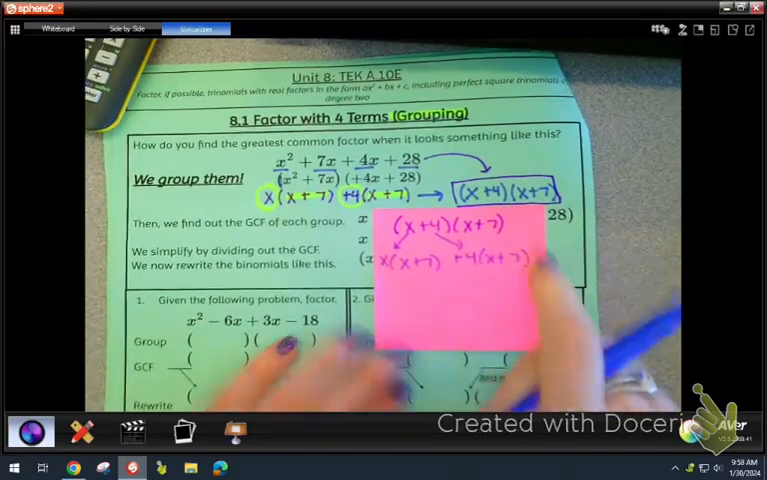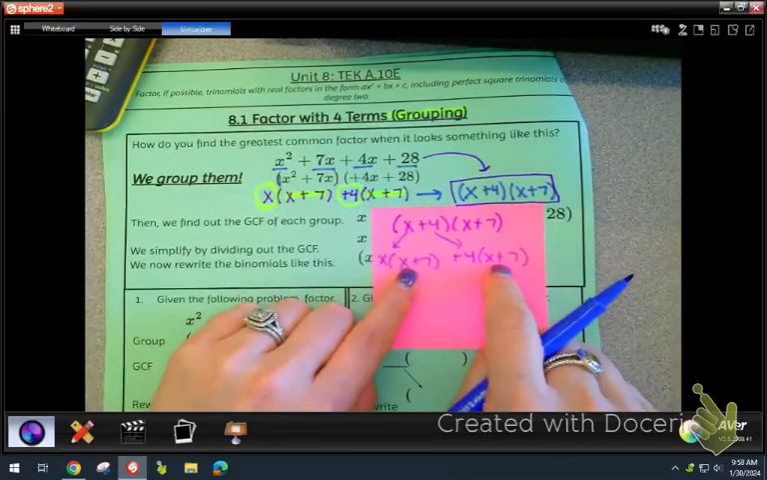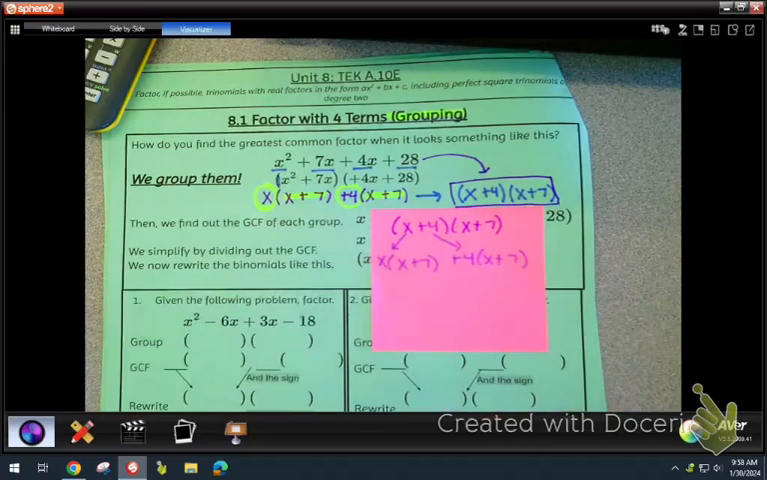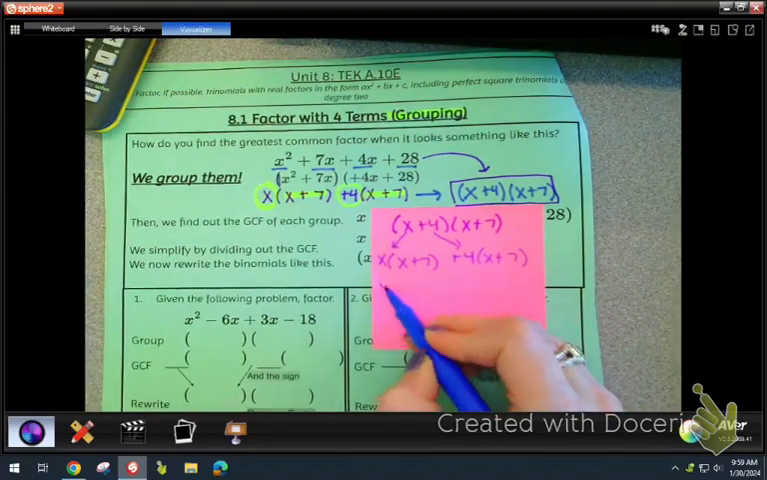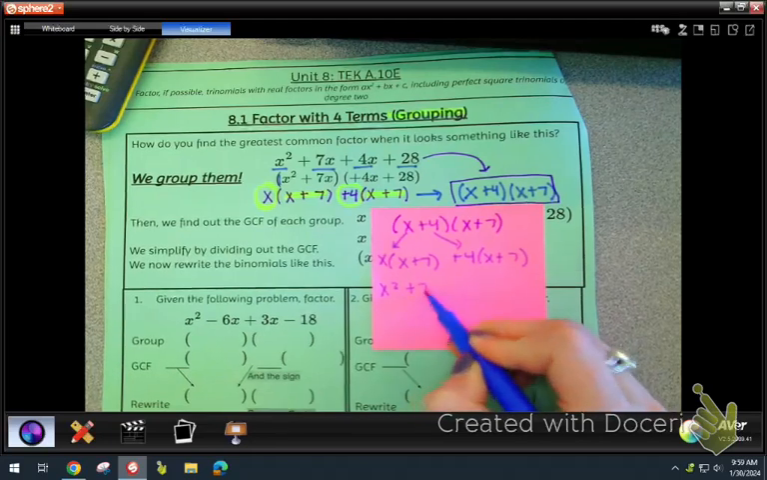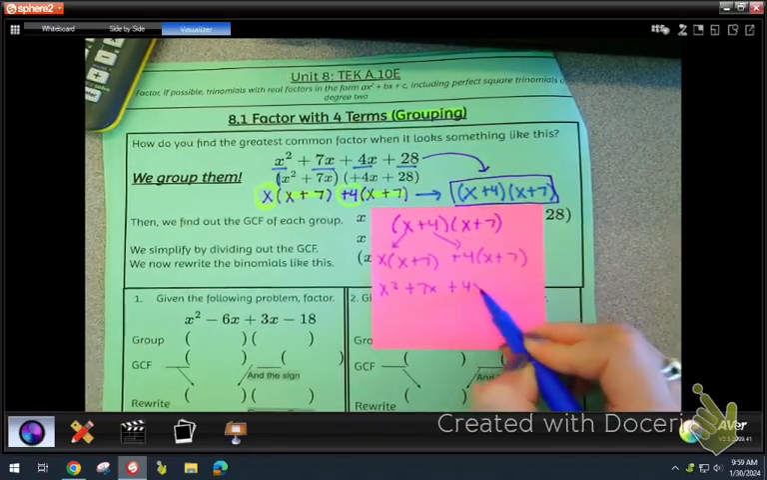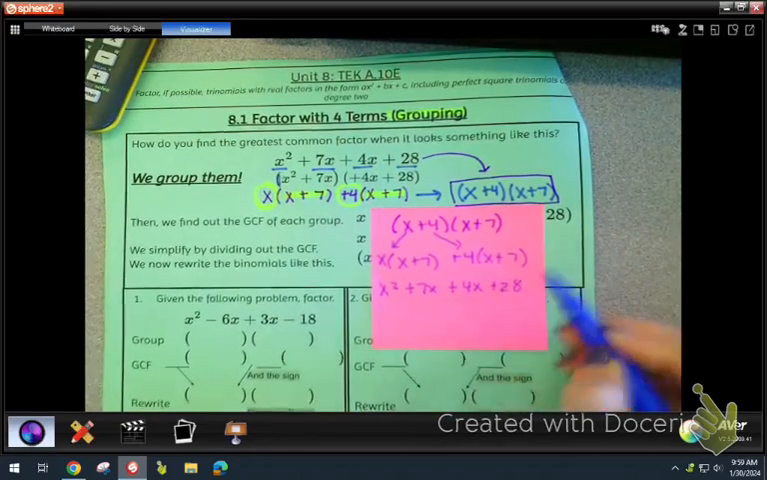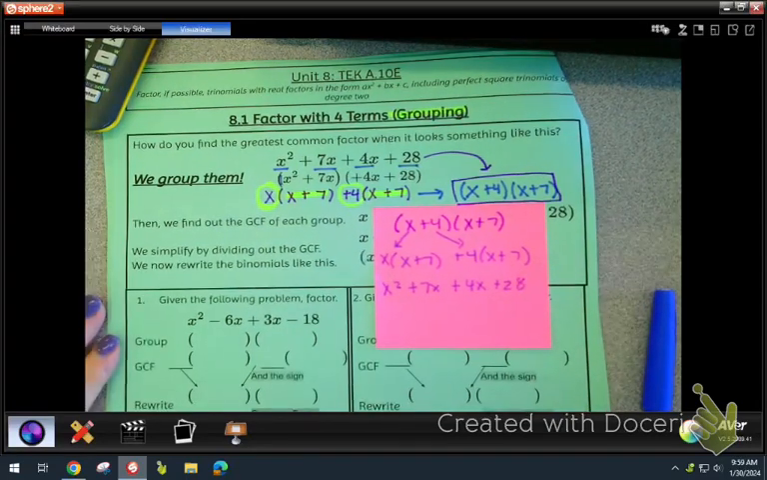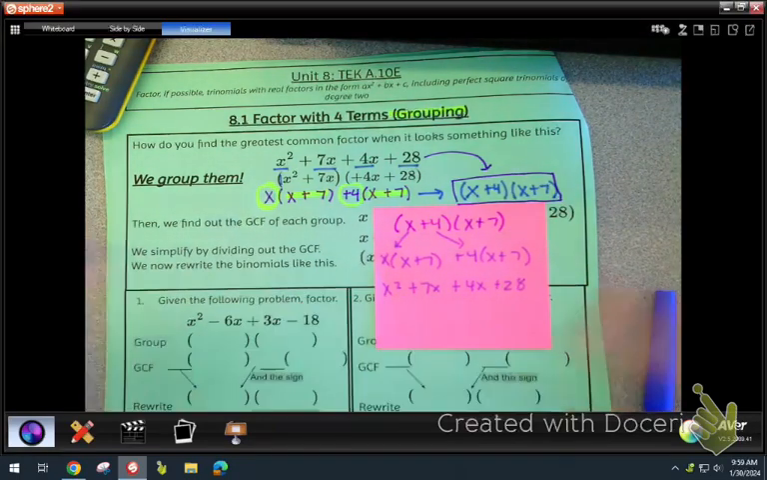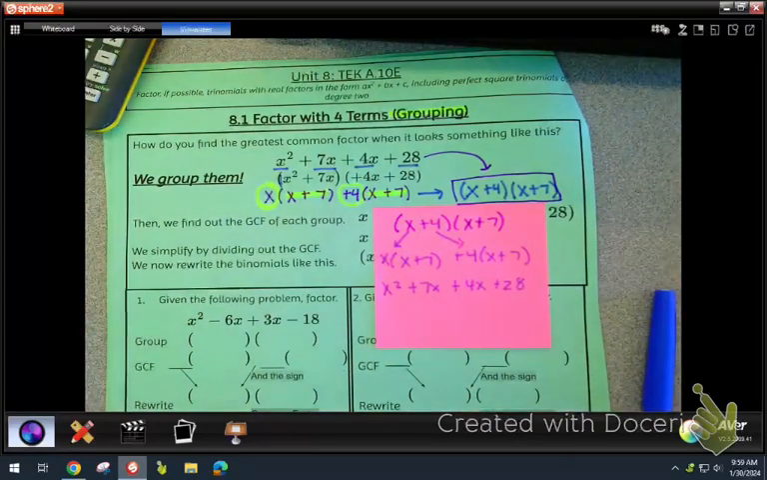So that's why these guys have to match, because this is what it is originally. When you split it apart and you double distribute, guess what you ended up getting? X squared plus 7x plus 4x plus 28. Backwards. Isn't that cool? I expect an applause. Why are we not clapping about this? Okay? So that's how we're doing everything backwards like that.